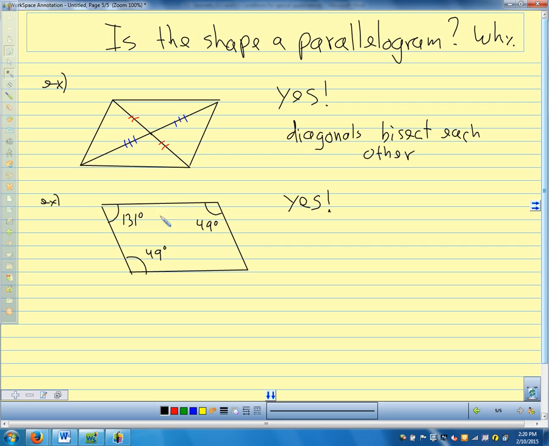So if I add these two together, 131 plus 149 equals 180. 131 plus 49 equals 180. So I have two pairs of consecutive angles supplementary. So because those two pairs of consecutive angles are supplementary, that tells me that this shape is a parallelogram.